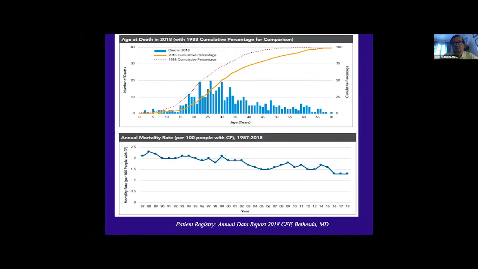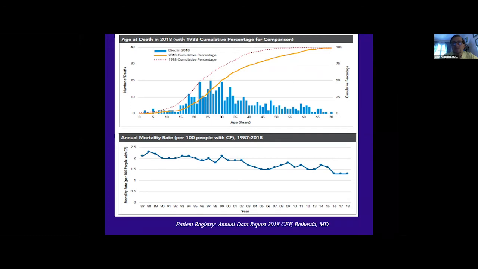To emphasize this point a little further, the age at which patients die has changed. You can see that about 50% of patients passed away, unfortunately, 30 years ago in their early 20s. And right now, this age has gone to their late 20s and around 30 years. At the same time, the mortality rate has been going down over the years. And this is before Trikafta. I expect this to go even lower.